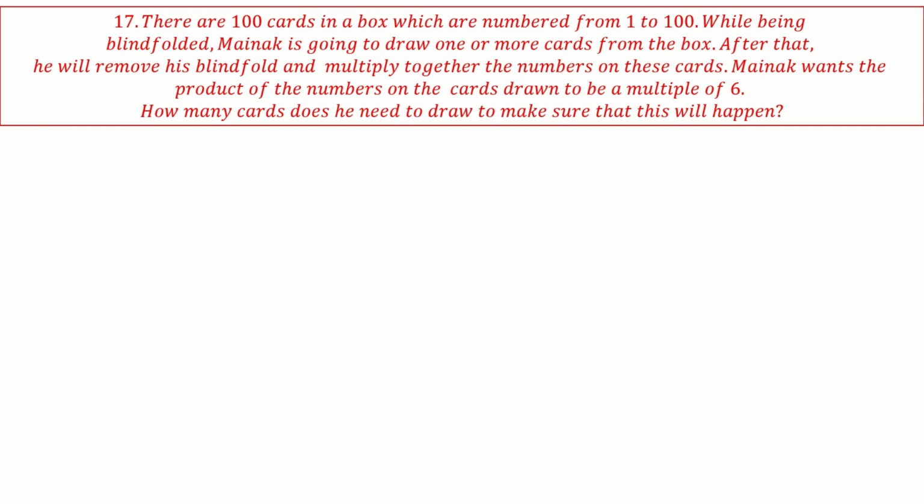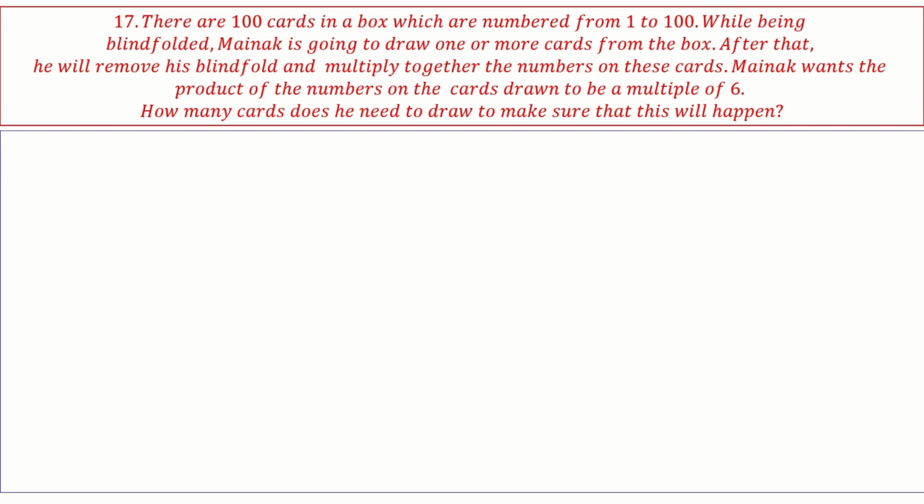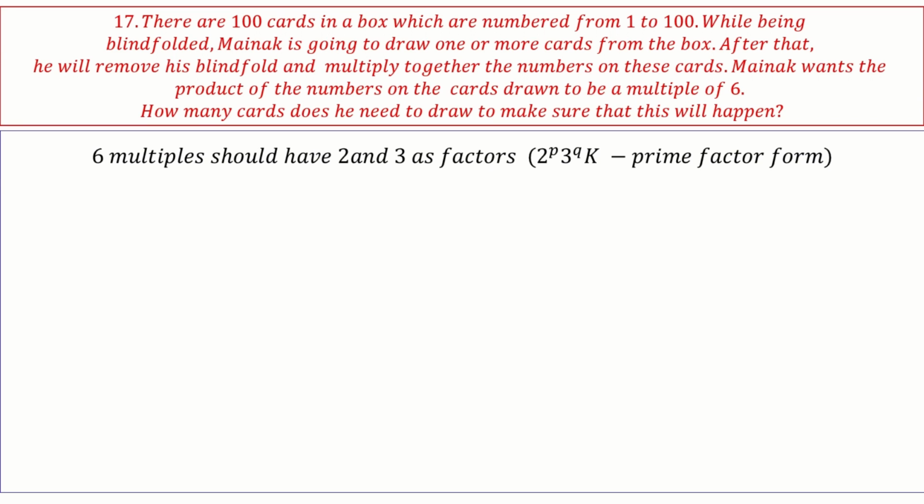So how do we do this? Basically, this is a prime factorization method. Multiples of 6 should have 2's and 3's as factors.